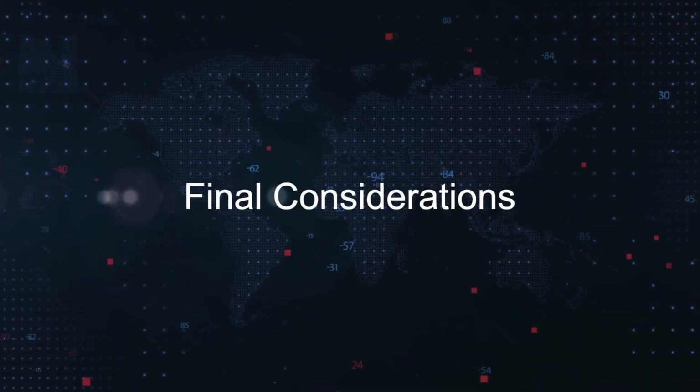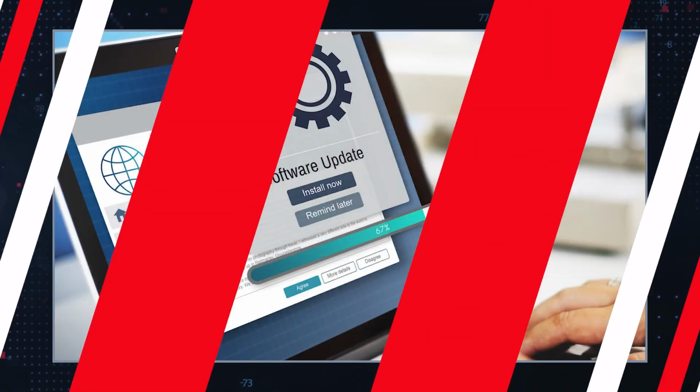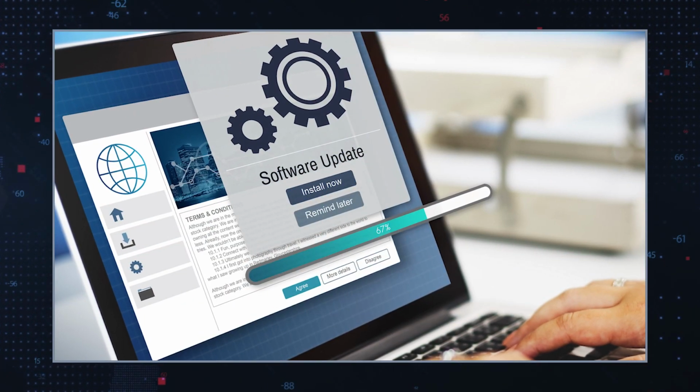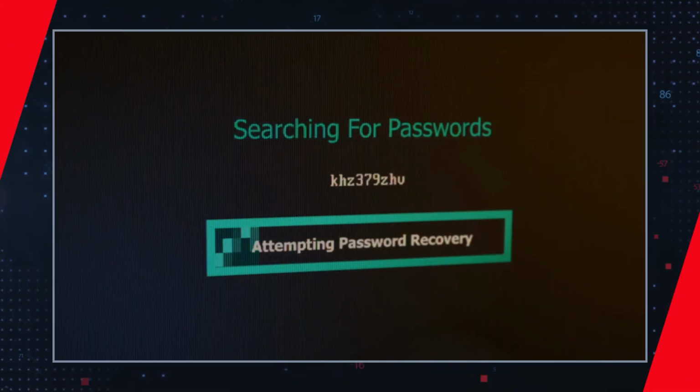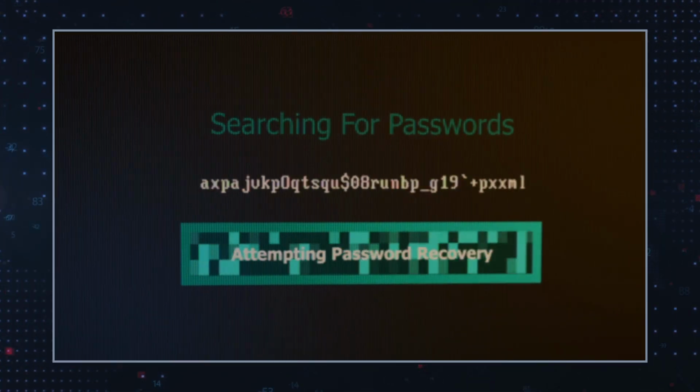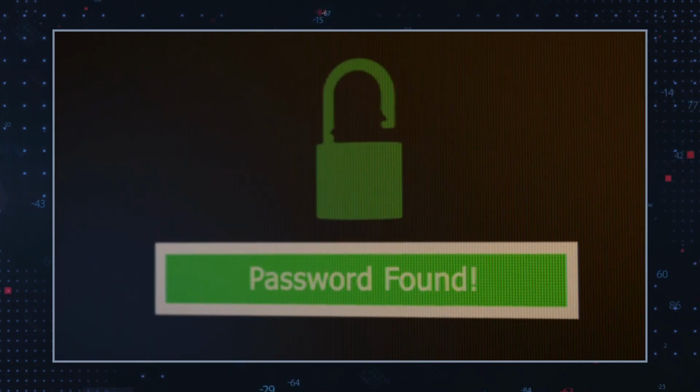Final considerations. Update your software. Ensure that your operating system, browser, and any software are up to date. Change passwords. If you think that the hijacker might have compromised your privacy, change your passwords for sensitive accounts. Be cautious. In the future, be careful when downloading and installing software. Opt for custom installation to avoid installing bundled software.